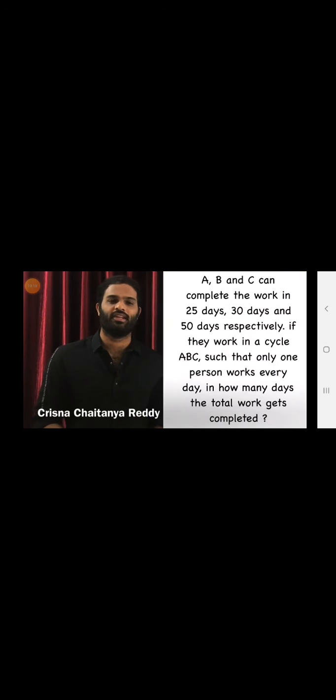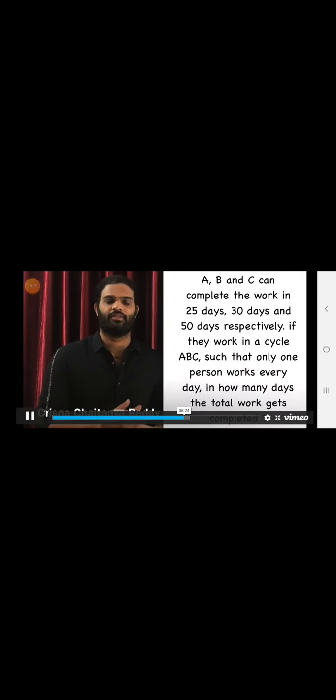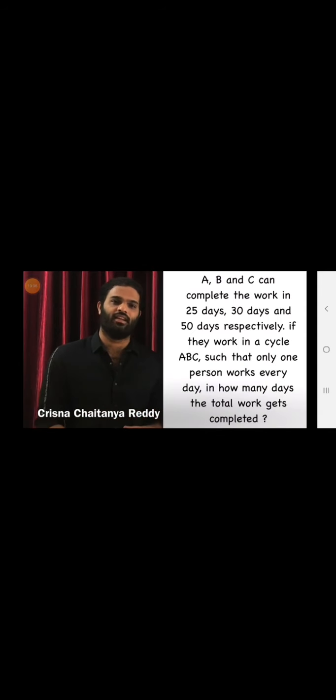More questions. Suppose the question is A, B and C can complete the work in 25 days, 30 days and 50 days respectively. If they work in a cycle ABC such that only one person works every day, in how many days does the work get completed? This time the question says A, B and C are working in a cycle. A on the first day, B on the second day and C on the third day. Again A, again B, again C. They are working similar to alternate days, but because there are three people, we call it a cycle.